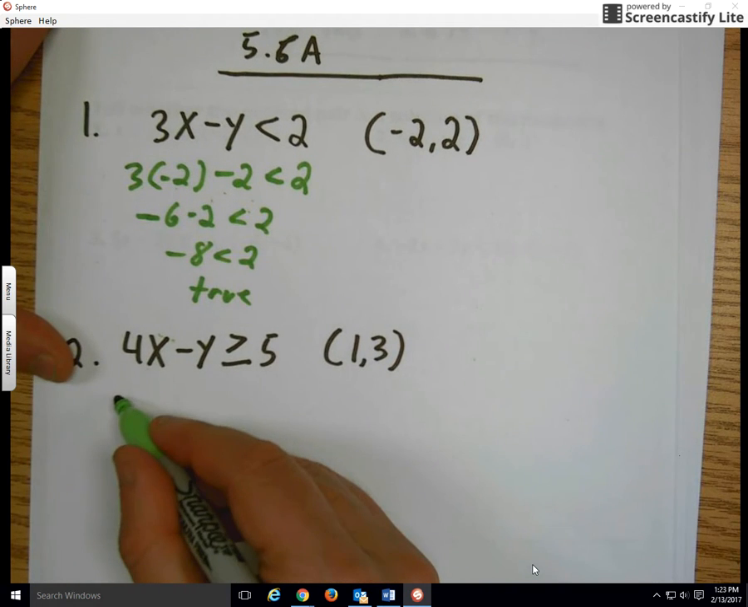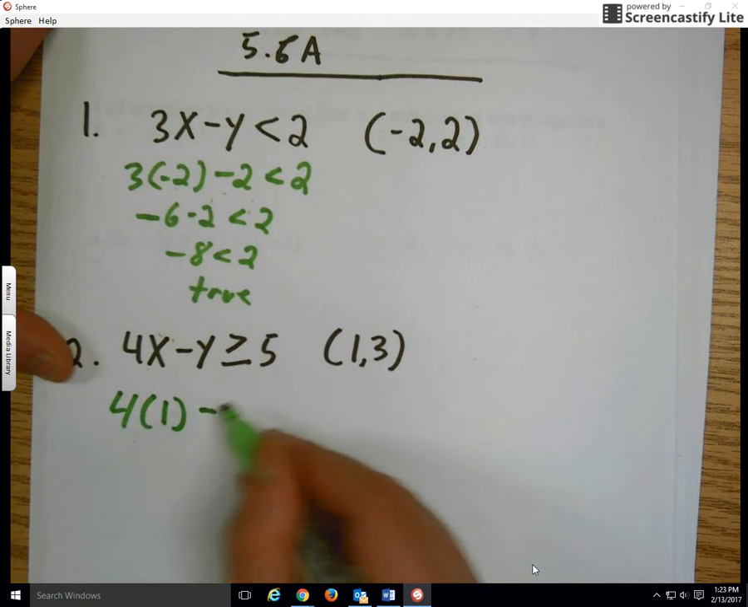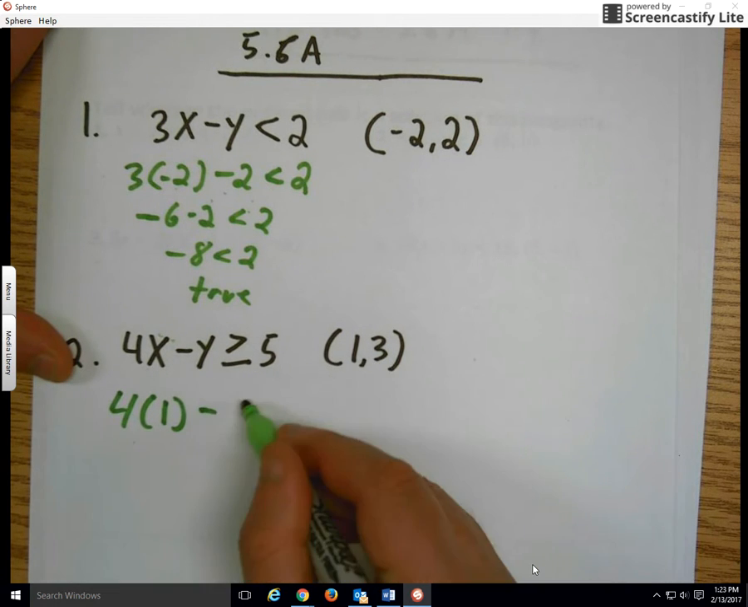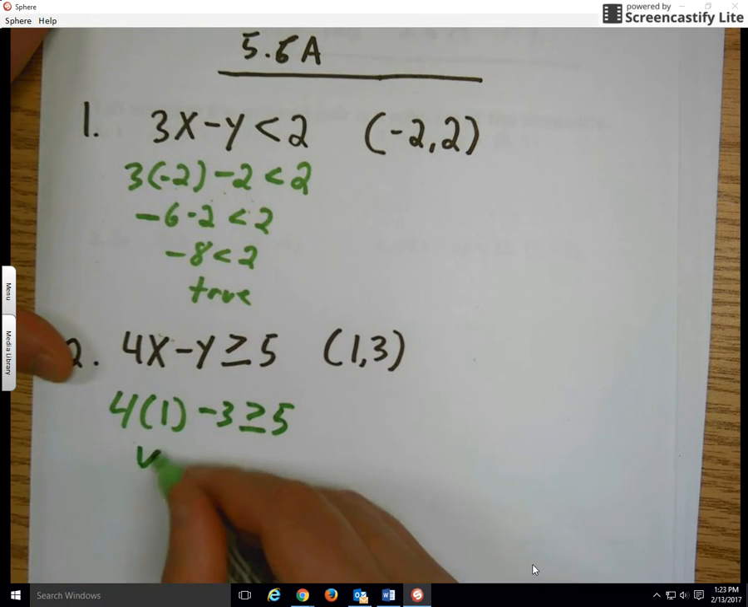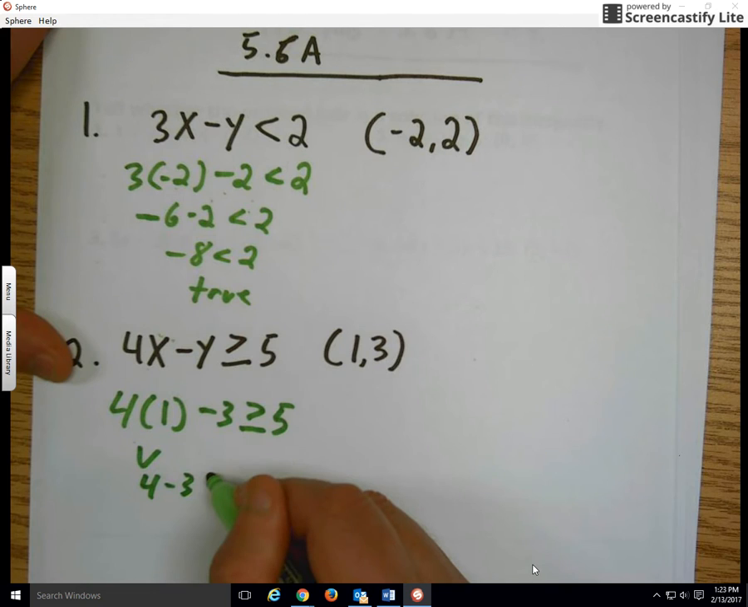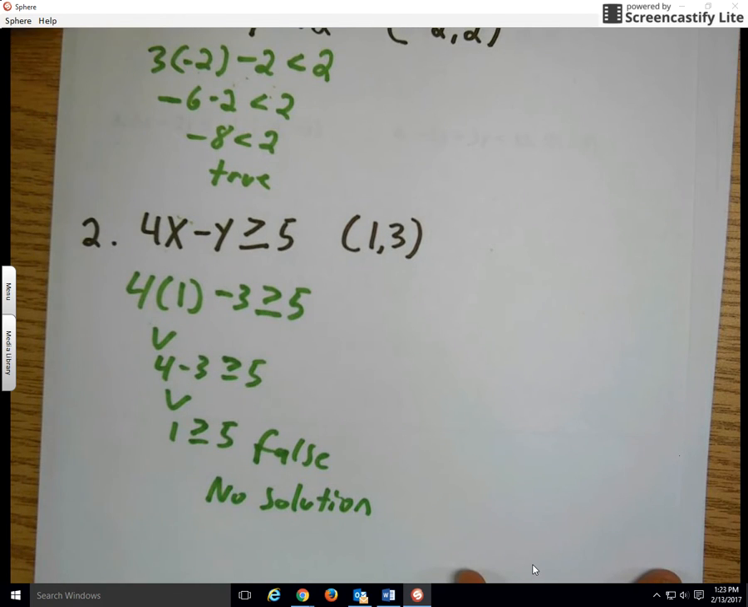Okay, let's do this one real quick. 4, but instead of an x, we'll substitute the 1. Minus, instead of a y, we'll substitute the 3, because that's the y, is greater than or equal to 5. Does 4 minus 3, is that greater than or equal to 5? Is 1 greater than or equal to 5? No, so it's false. It's actually what we would say no solution. That is not a solution for that equation.